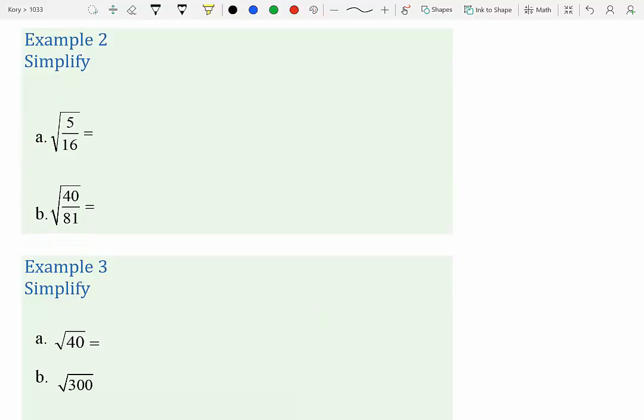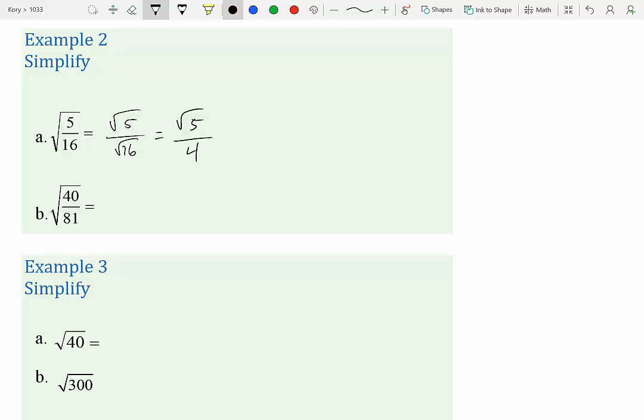Alright, so here we have the square root of 5 over the square root of 16. Remember, if it's over one radical and we're simplifying, you want to separate it. So we have the square root of 5 over the square root of 16. There is no such thing as the square root of 5, but the square root of 16 is 4.